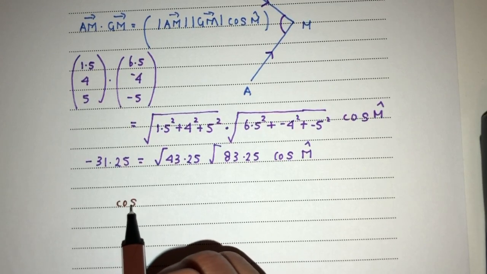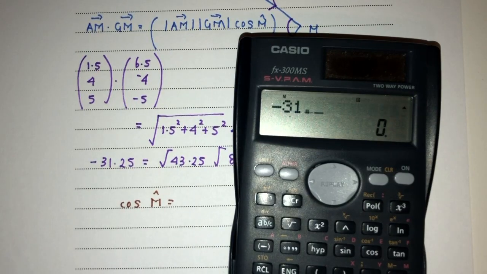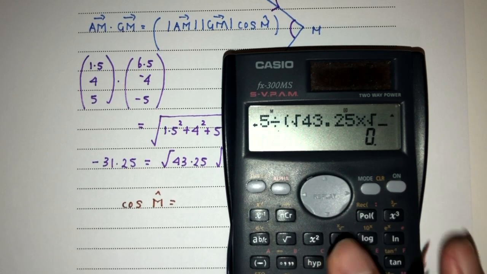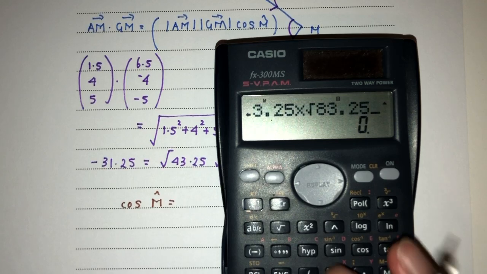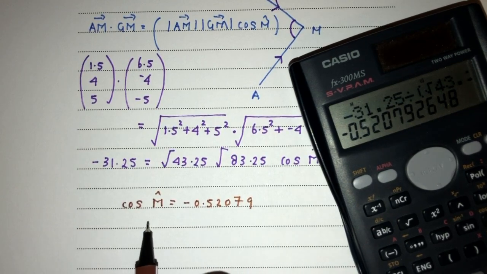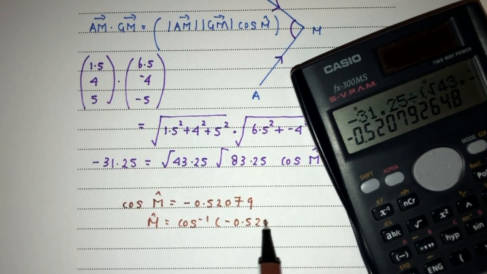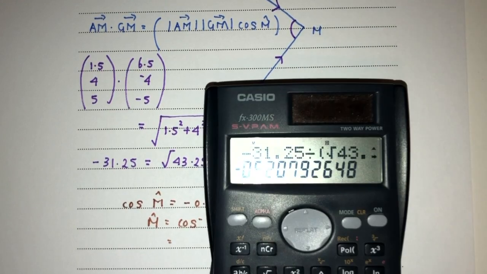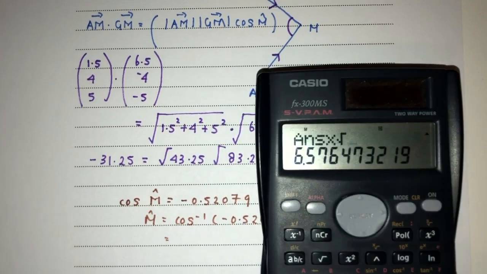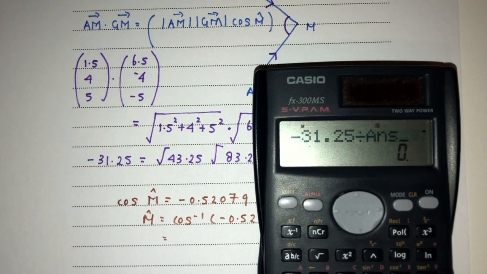You will have cos of M will be minus 31.25 divided by root of 43.25 multiplied by root of 83.25. That will give you minus 0.52079. M will be cos inverse of that value. Let's see what we get. Let's double check if that is the right value. Root of 43.25 multiplied by root of 83.25 will be this. Minus 31.25 divided by the answer, yep, will be the same value.